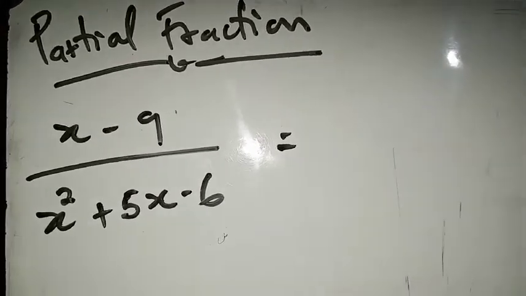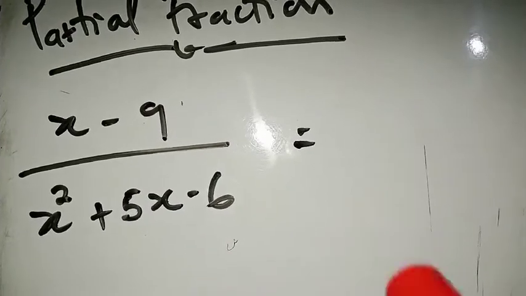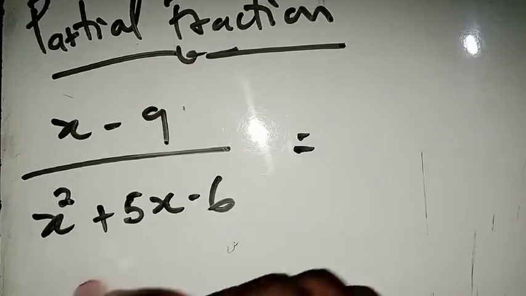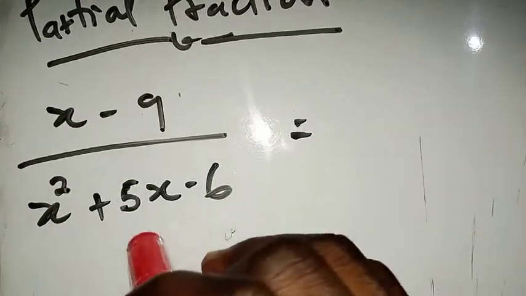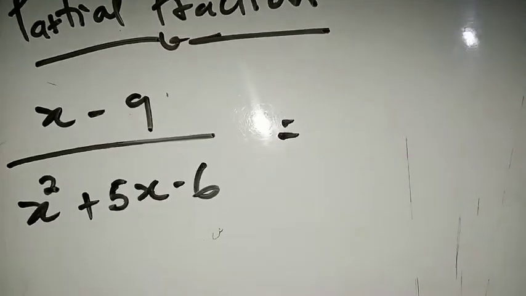We want to express this thing here into a partial fraction, right? So here we have x minus 9, everything divided by x squared plus 5x minus 6. So we are going to express this into a partial fraction.